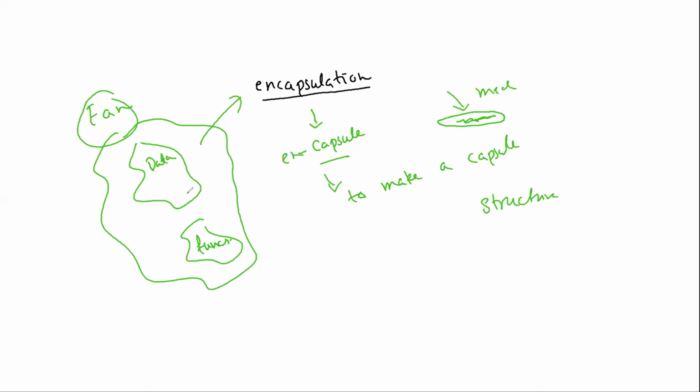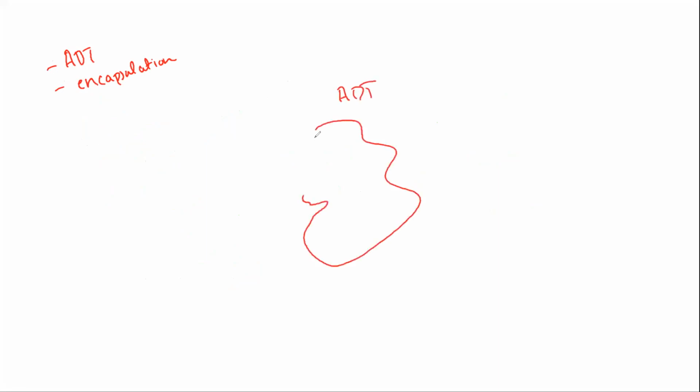Okay, so now let's discuss something further. Let me just redraw. So far we are discussing abstract data type, and a feature of abstract data type is encapsulation. Now suppose I have some data type which is like this, and then this is my main program.